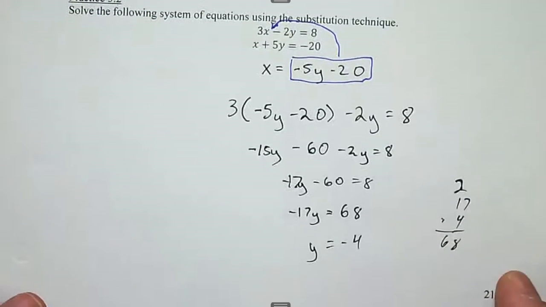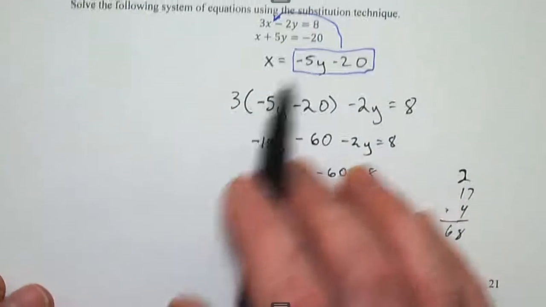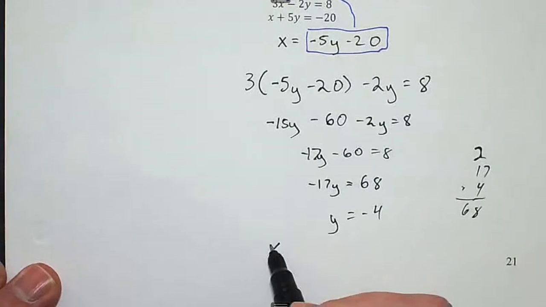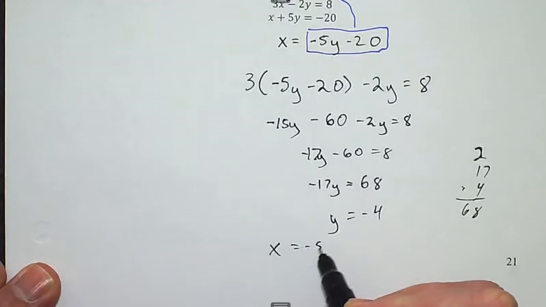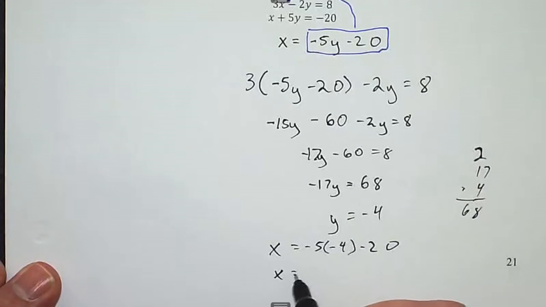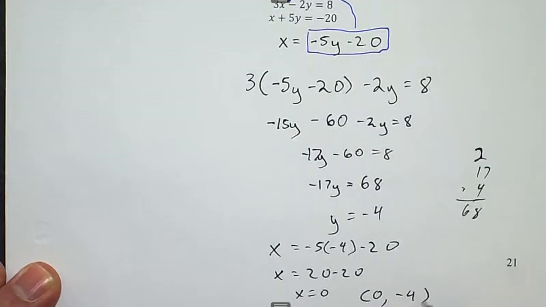All right, so we got y is equal to negative 4, and the one nice thing about substitution is that you have an equation ready to plug in and tell you the other variables. So we'll just go right to that. That becomes 20 minus 20, which is 0. So we think 0, negative 4 is the solution.